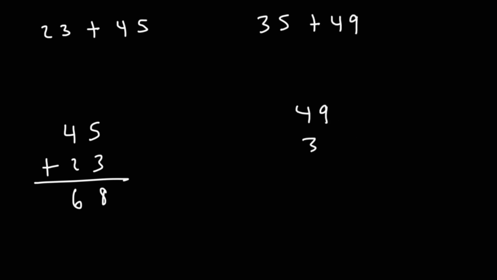Well, we could follow the same process, but this one's going to be a little different. So first we would add 9 and 5. 9 plus 5 is 14. Now, we won't write 14 on the bottom. We'll write 4 and then carry over the 1. Next, we'll move to the next column and then add 1 plus 4 plus 3, which is 8. So 49 plus 35 is 84.